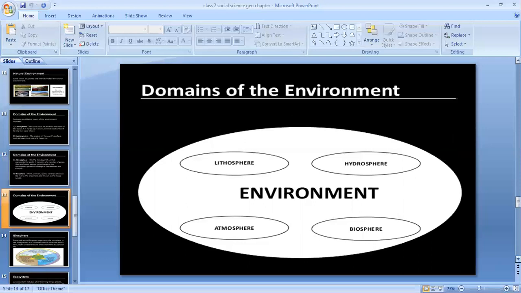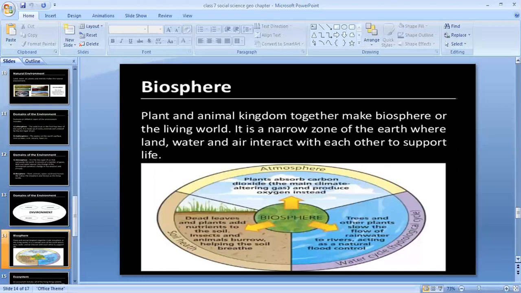Now you can understand with this diagram. Plant and animal kingdoms together make the biosphere or the living world. It is a narrow zone of the earth where land, water and air interact with each other to support life. They are all interrelated with each other. You can see in this.